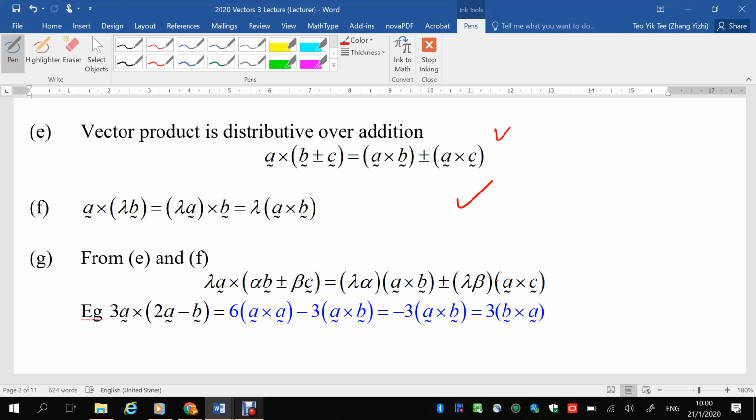So far so good. So what happens to a cross a? Same vector, angle 0, sine 0. So it becomes 0, and that's how I'm left with negative 3a cross b. And based on your properties, a cross b is the negative of b cross a. So that's how I remove the negative sign. So it's basically all your properties at work. Anyone confused? Anybody lost? Please know your properties very, very well.